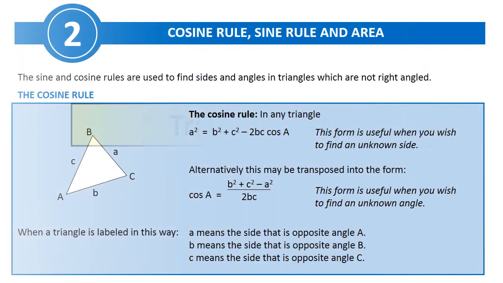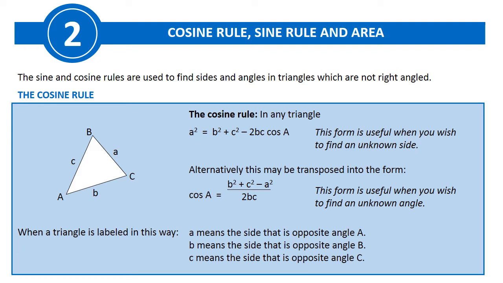The sine and cosine rules are used to find sides and angles in triangles which are not right-angled. This video looks at the cosine rule. There are two forms of the cosine rule, one for finding unknown sides and the other for finding unknown angles.